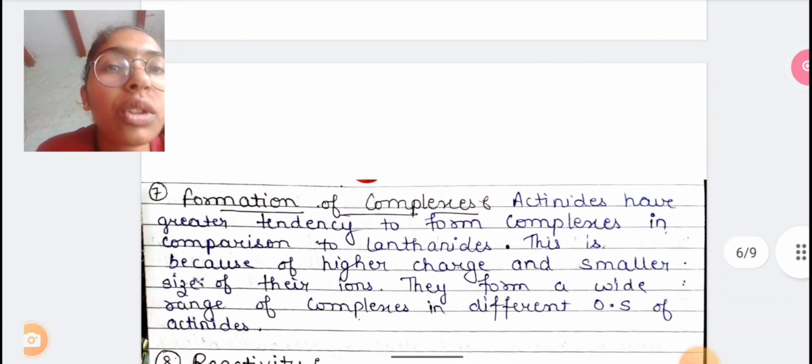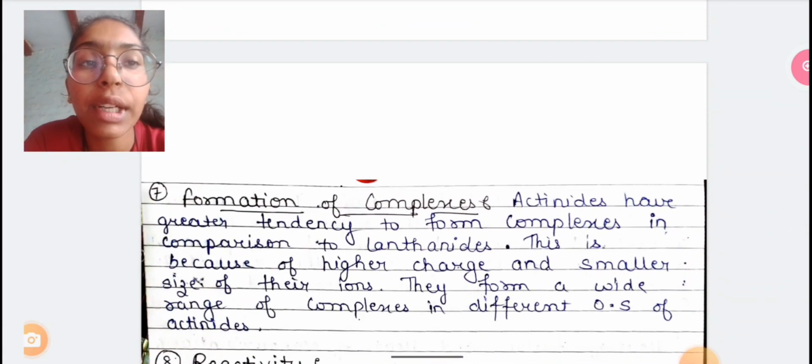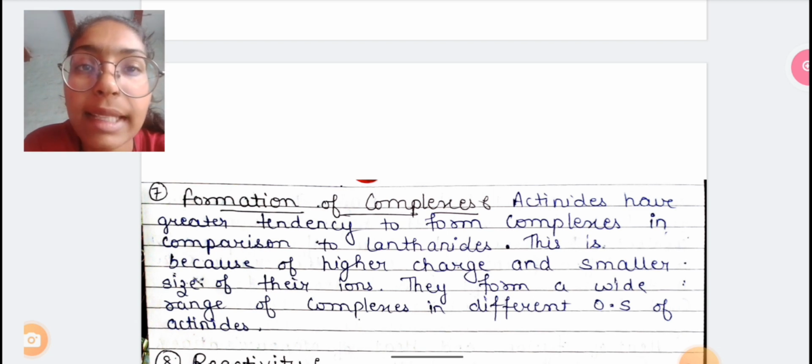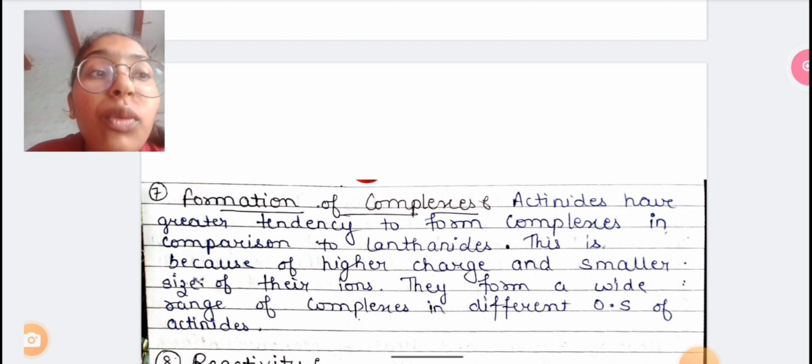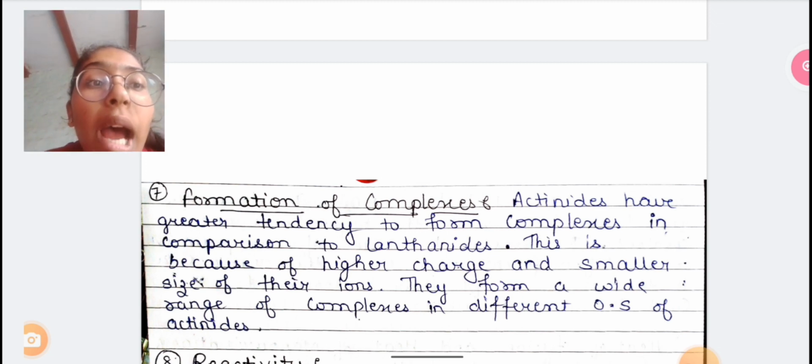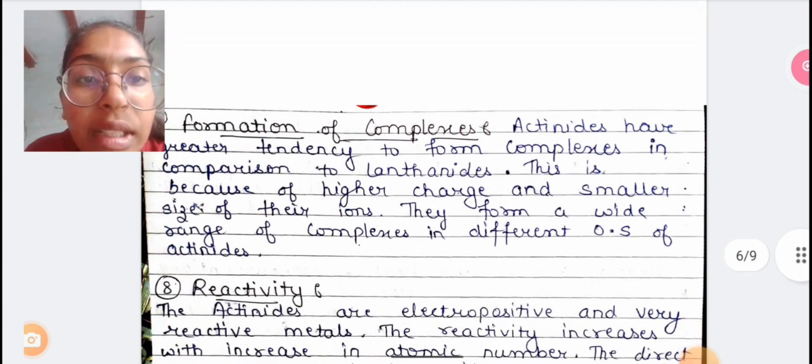Seventh one is the formation of complexes. Actinides have greater tendency to form complexes in comparison to lanthanides. This is because of higher charge and smaller size. When there is higher charge and smaller size, their tendency to form complexes will be the highest. They form a wide range of complexes in different oxidation states.